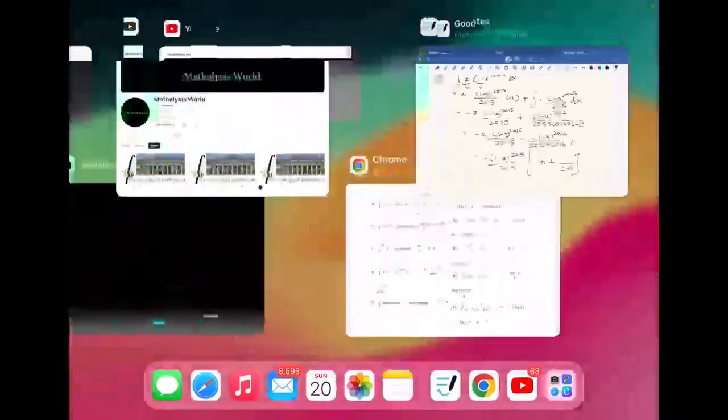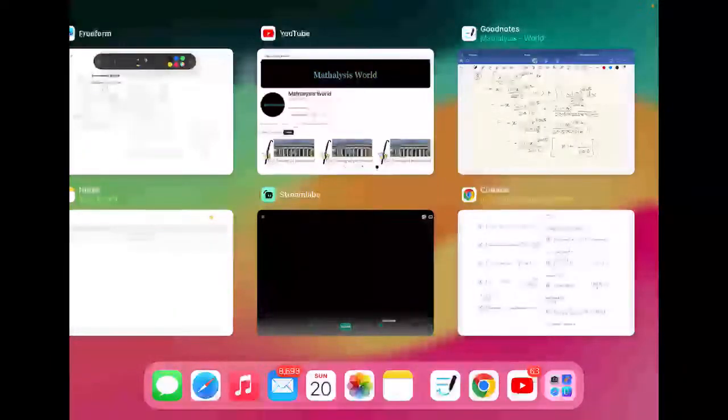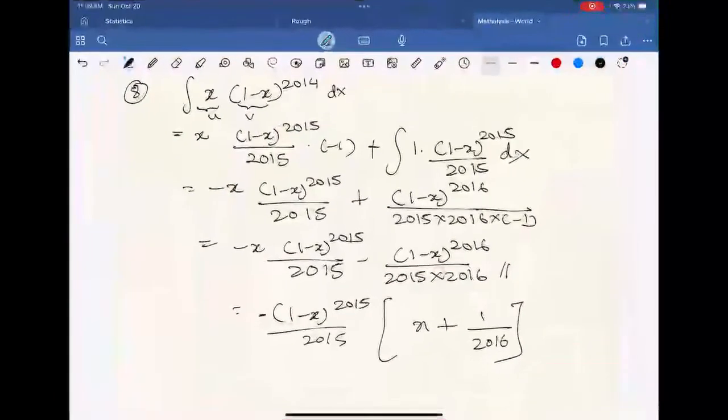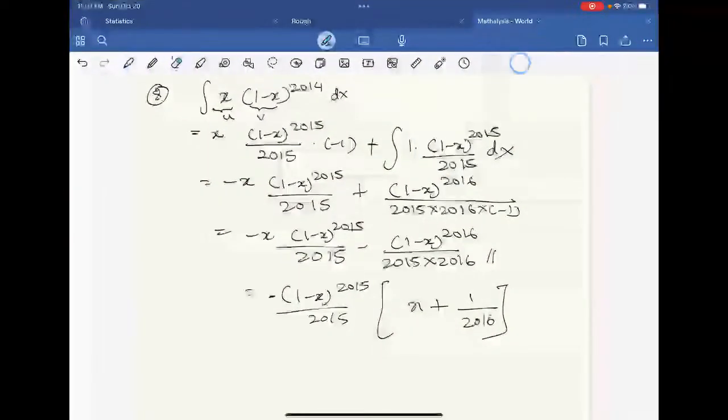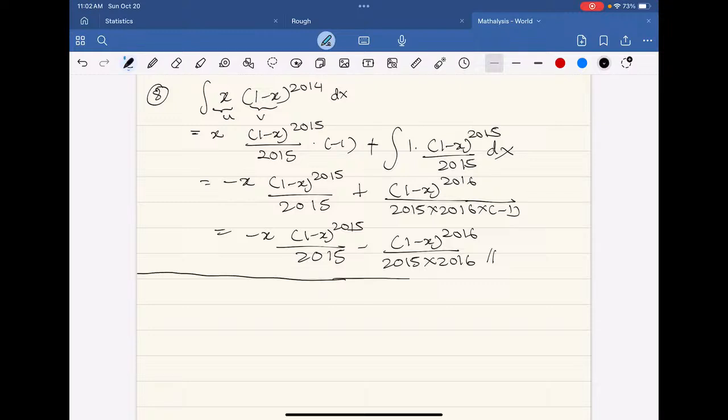Why doesn't the answer match? The answer is slightly different, with the power 2016. But let me try a different approach so that I get the same answer, because I definitely want to make sure that the answer is right. So let me try a different approach so that we get the same answer as given.